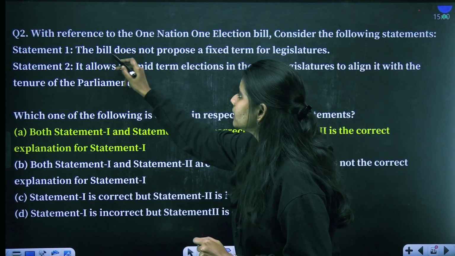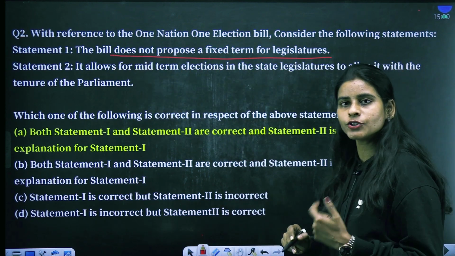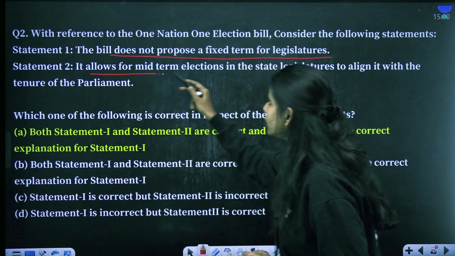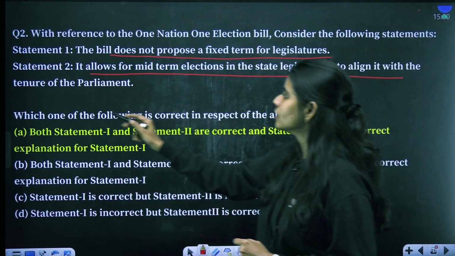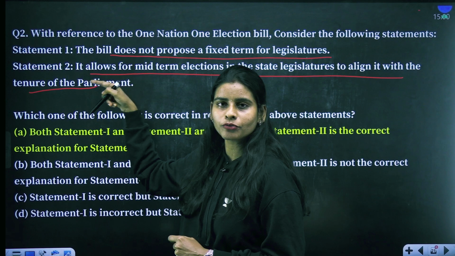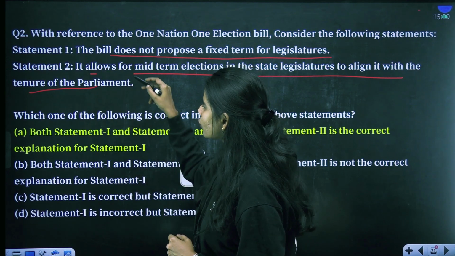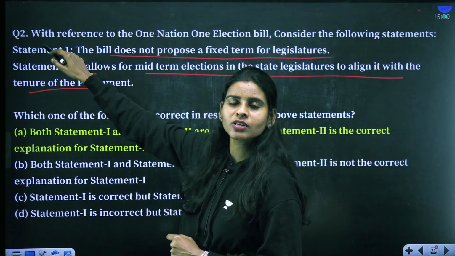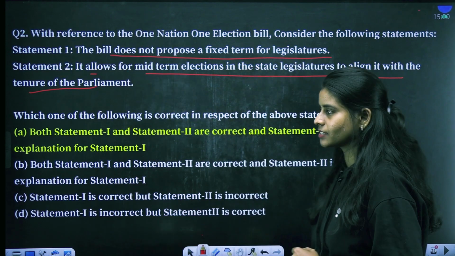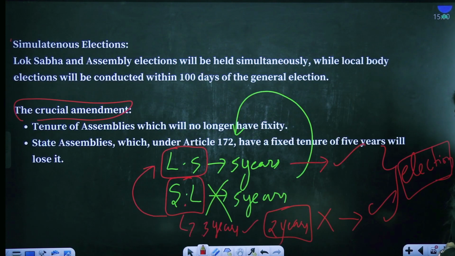Now read this. The Bill does not propose a fixed term for legislatures. It is true. It allows for midterm elections in the state legislatures to align its tenure with that of the Parliament. This is true. Because of this reason only, it is not proposing a fixed tenure for the state legislatures. I hope this is clear to you now.